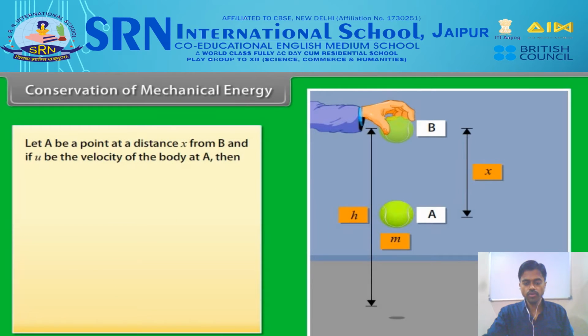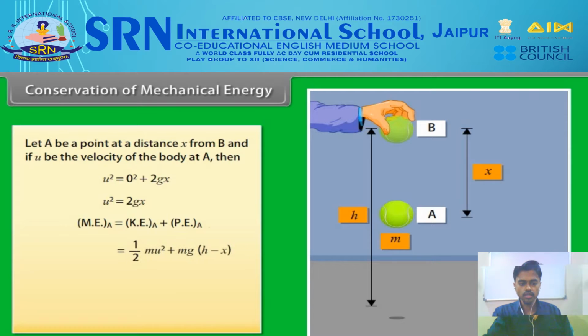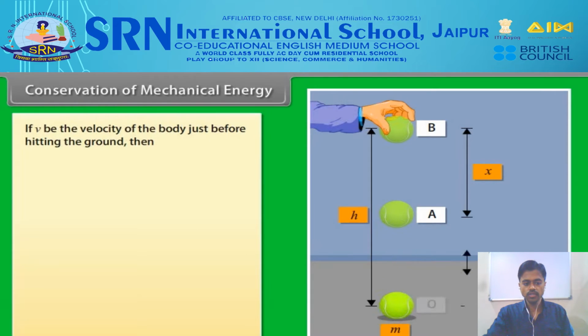Now when we drop the ball from point B to point A, the displacement is x. So let's find out the final velocity. So v square is equal to 2gx, according to the kinematic equation of motion. Total mechanical energy is the sum of kinetic and potential energy. So kinetic energy is half m v square plus potential energy mg(h minus x). So total mechanical energy remains mgh.